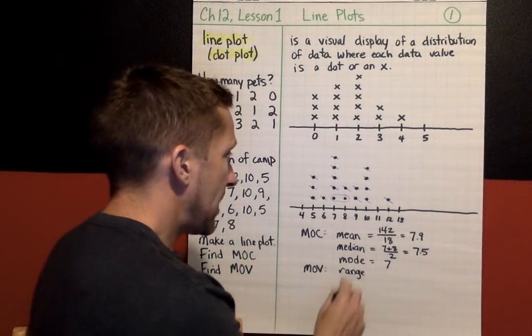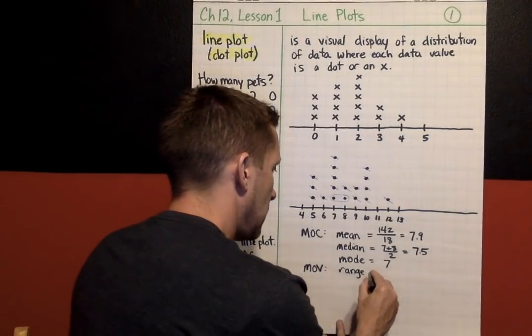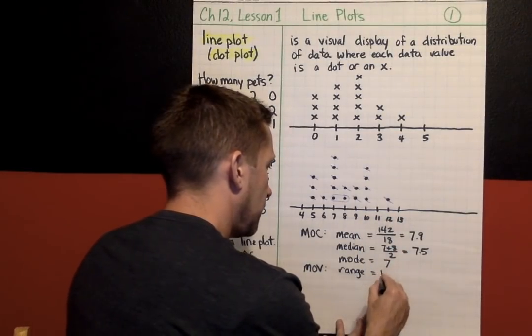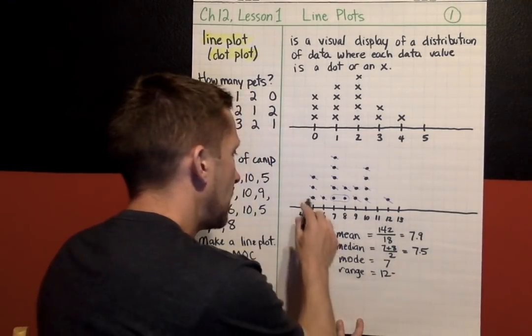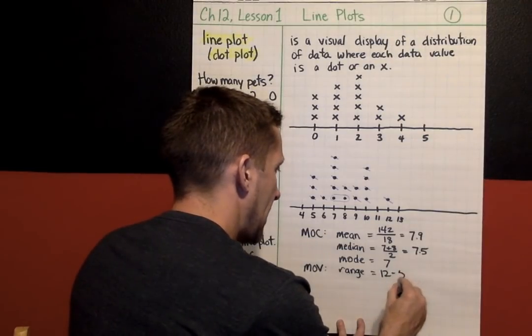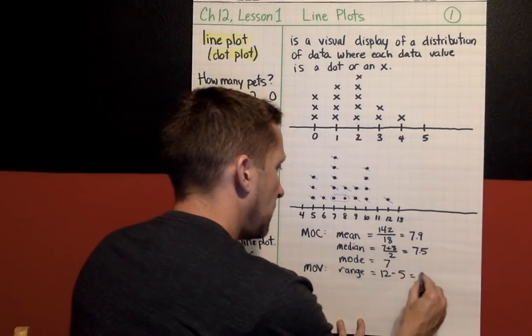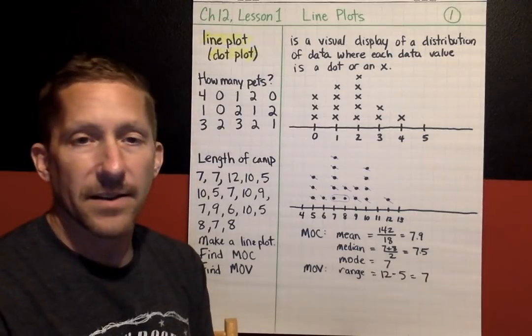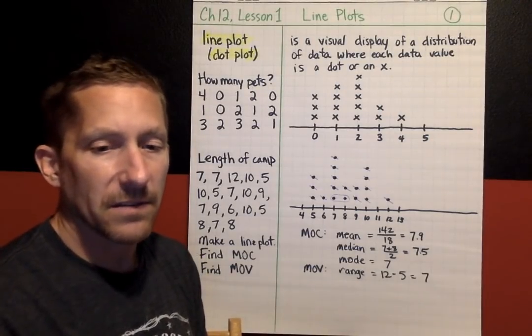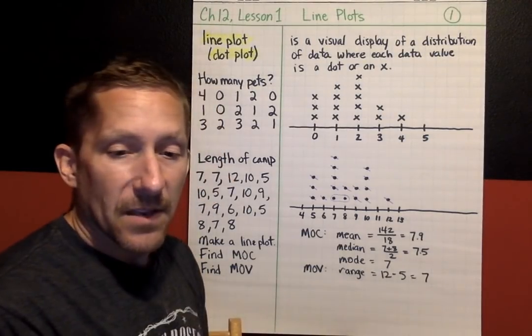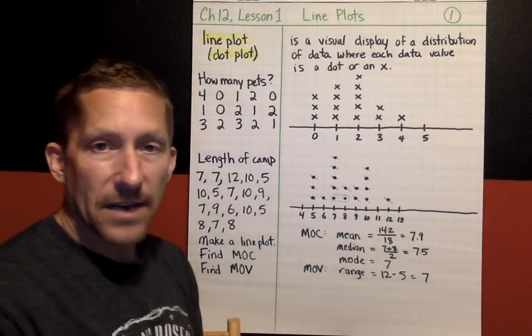To find the range, my highest value is 12. Subtract my lowest value, which is 5. So the range of my data is 7. It spans 7 units. Okay, next, the interquartile range.